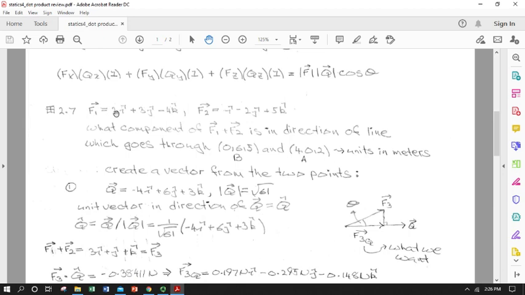It's pointing, we don't have units on these, could be newtons, pounds, tons, anything, tons force. So we have 2i hat plus 3j hat minus 4k hat, one vector, and the other is 1i hat minus 2j hat plus 5k hat. And somebody wants to know what is the component of their sum that's in the direction of this line.